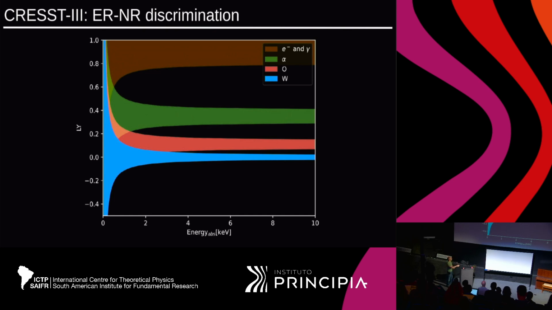This green band here is alphas, okay, that behave something like in between the two. So if you have a radioactive element that decays and produces an alpha, it's not exactly the same as these heavier nuclei, but it behaves more like a nuclear recoil, but much lighter, so closer to an electron recoil, okay?